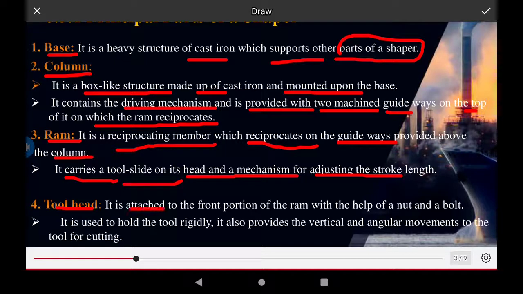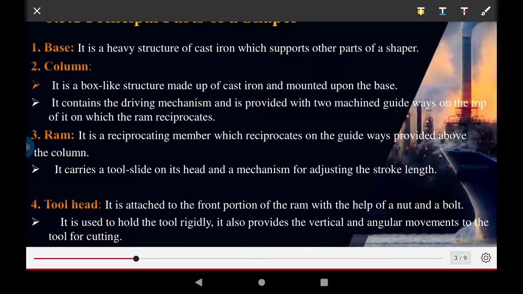It is attached to the front portion of the ram with nut and bolt. It is used to hold the tool and also provides the vertical and angular movement of the tool during the cutting operation.